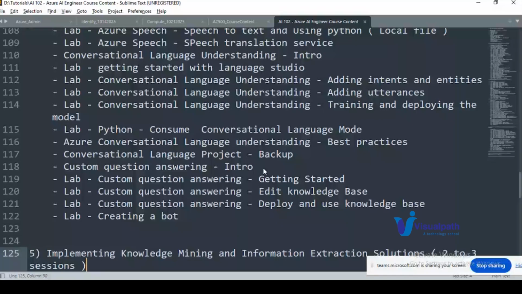Like you provide a question and you have to get an answer. Let's say you're providing a service to the user as a chat bot, right? The user is going to provide some question and, based on that, the chatbot is going to respond. So some sort of mini setup we'll do in the lab. There are a lot of labs. If you see, all these are labs.